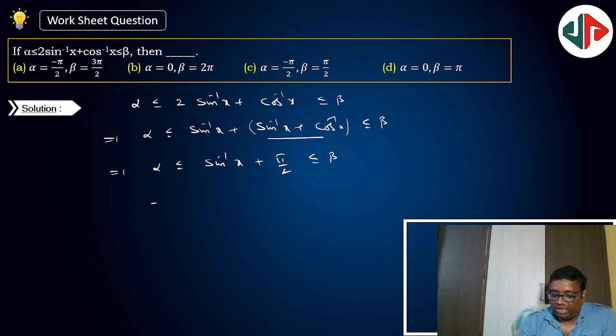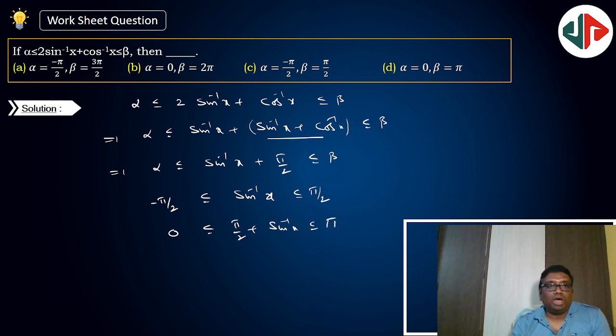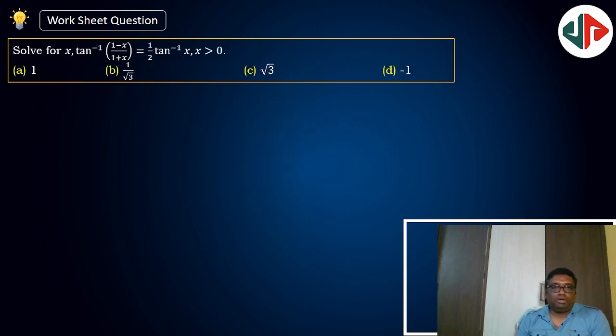But we know that the range of sine inverse of x is minus pi by 2 to plus pi by 2. If we add pi by 2, we get pi by 2 plus sine inverse of x less than or equal to pi. So alpha value is 0 and beta value is pi.